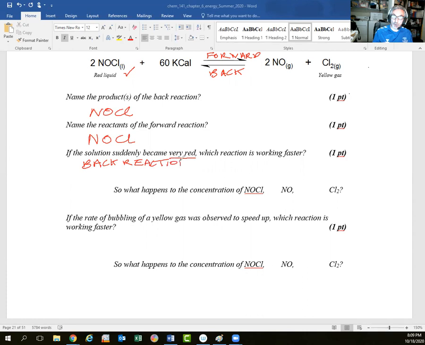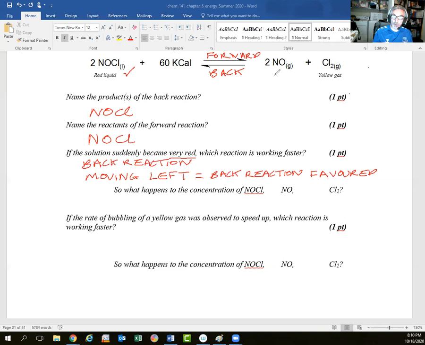We can say that equilibrium is moving to the left, which is effectively saying that the back reaction is working harder, it's producing its product, or we say that the back reaction is favored. That's all we mean when we talk about a reaction being favored. That reaction is working harder than the other competing reaction.